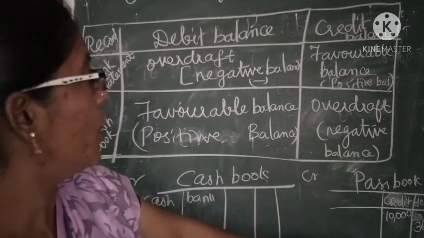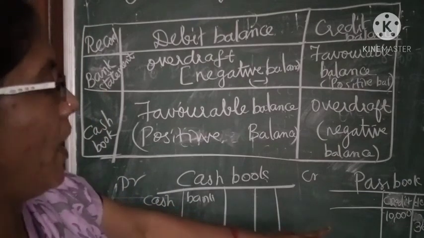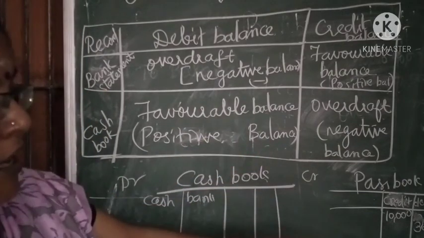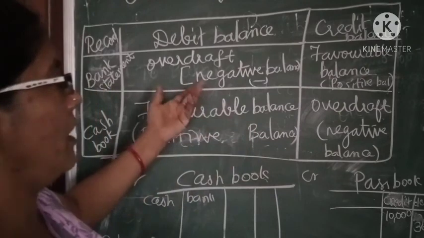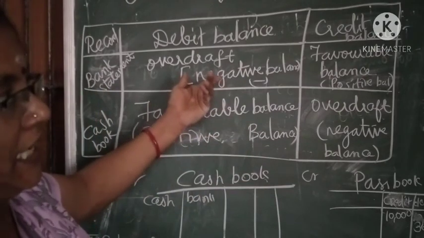So passbook, are you clear? Passbook is, we are withdrawing over the balance, is called overdraft. That is a negative balance.